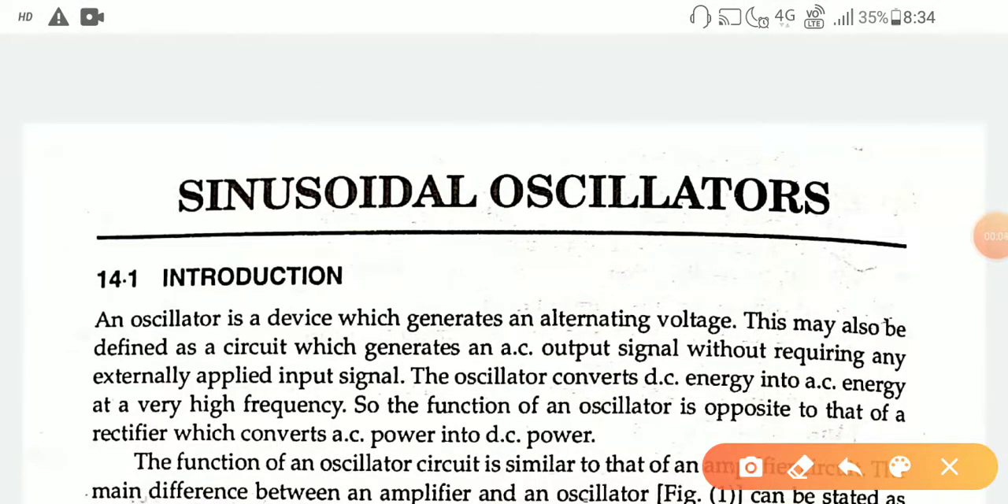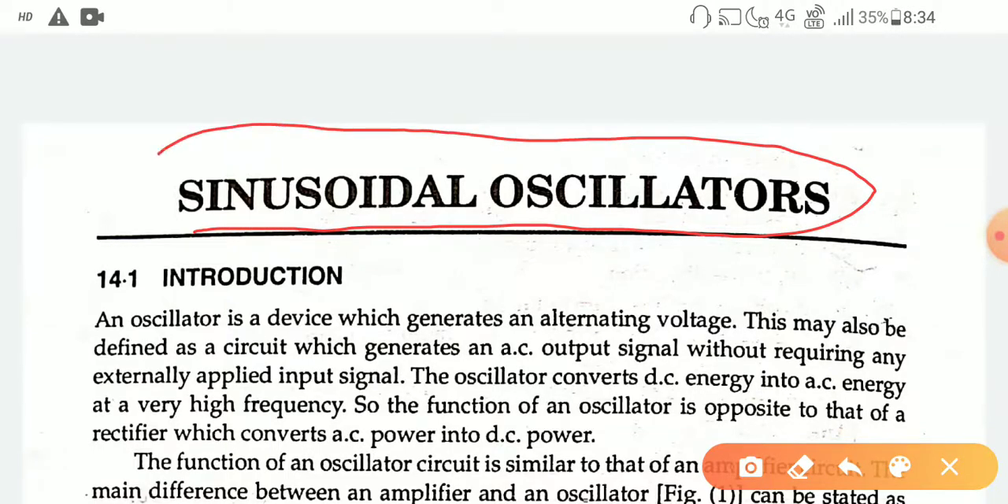Today we discuss the sinusoidal oscillator. An oscillator is a device which generates an alternating voltage. That means it is an AC output generator, and the circuit which generates an AC output signal without requiring any external applied input signal.